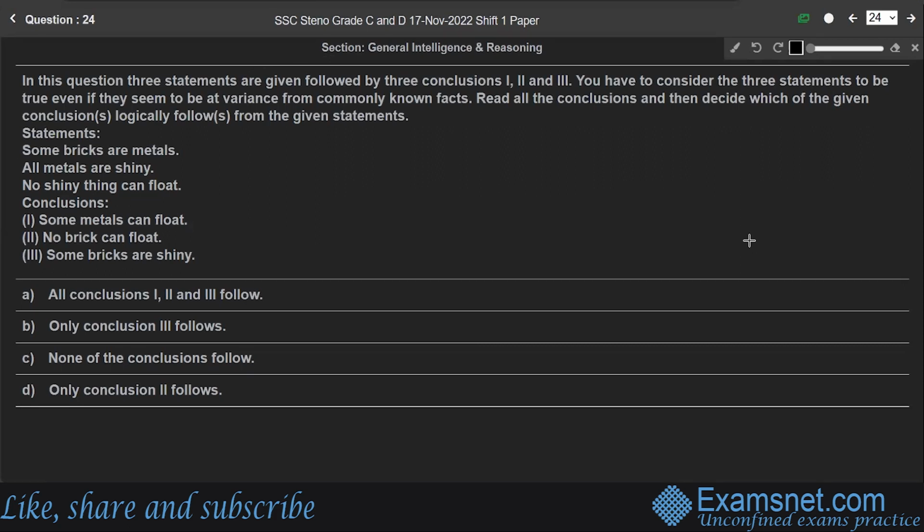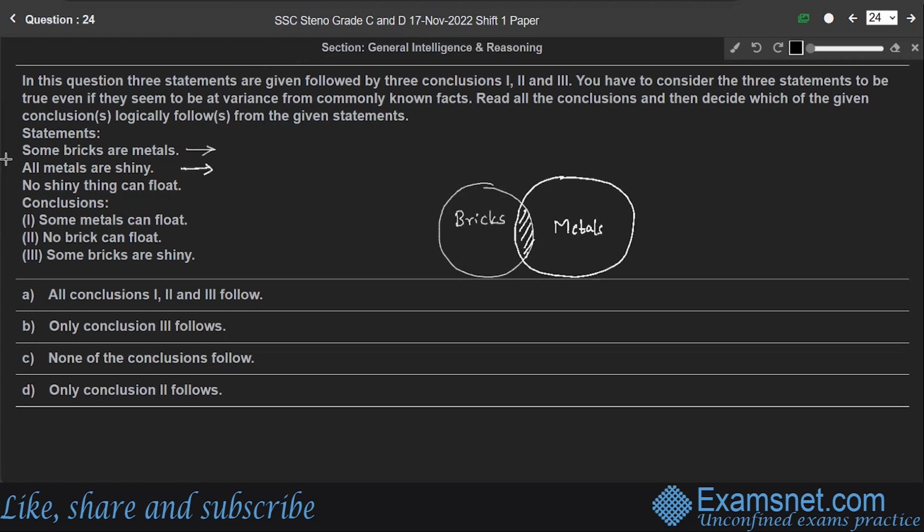So the first statement is some bricks are metals. So let us consider the set of bricks. Some bricks are metals means we'll consider the set of metals. So this common portion indicates some bricks are metals, the first statement.